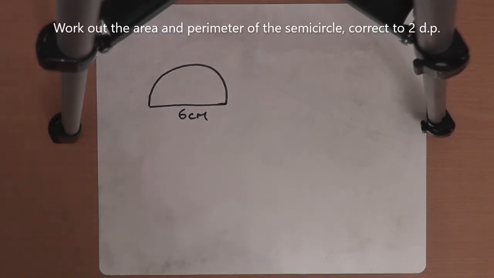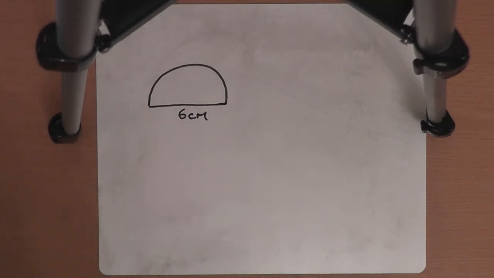Work out the area and perimeter of the semicircle, correct to 2 decimal places. Well, we're going to tackle these one at a time. We're going to tackle the area first of all, because it's probably the easier of the two to look at, weirdly. We don't know how to find the area of a semicircle, but we do know how to find the area of a circle. Now, the key thing about the semicircle is that it is exactly that. It is half of a full circle.